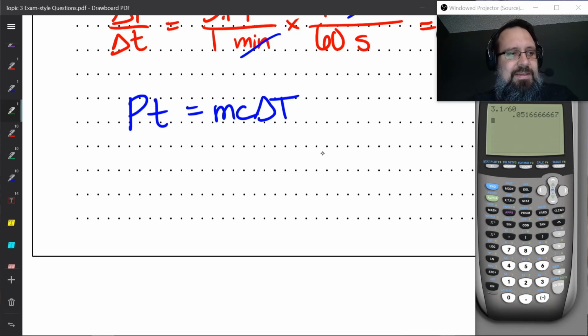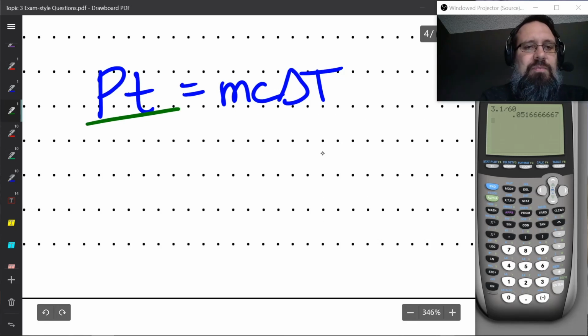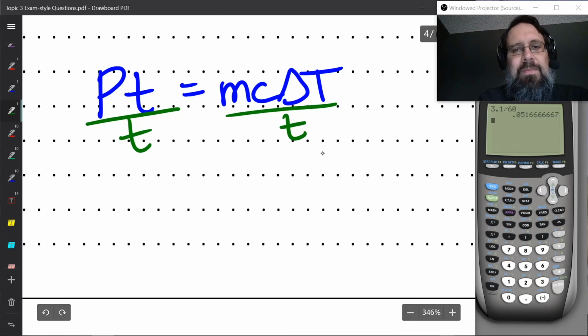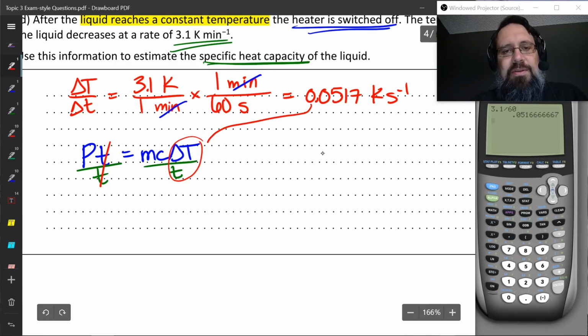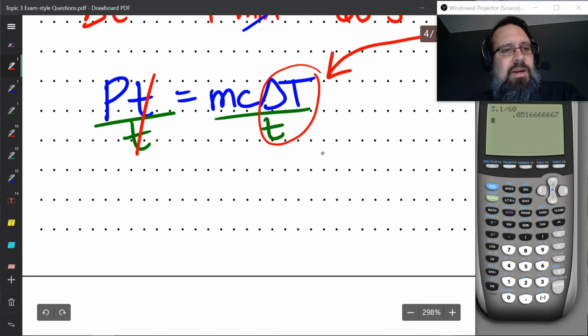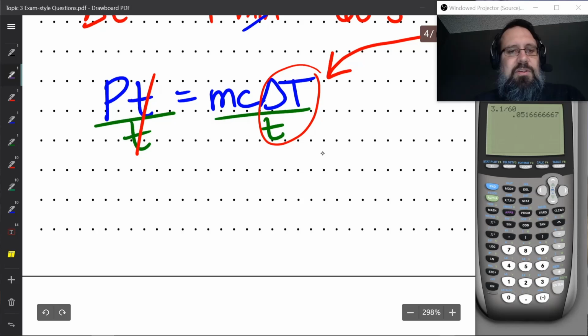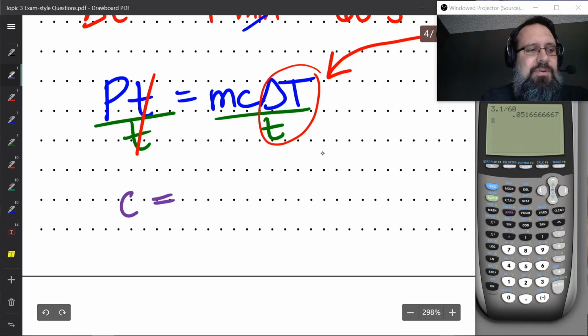We can find C. So the way to think about this is if I divide both sides by t, then we can observe that we have delta T over t right there, which we know because it's just this. So if I plug these numbers in, let's go ahead and do it. So we're going to get C. So the specific heat capacity is going to be equal to, all right, here we go.